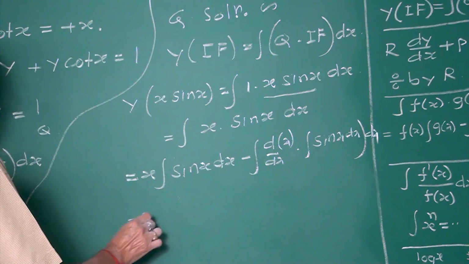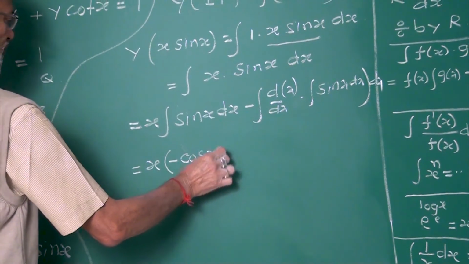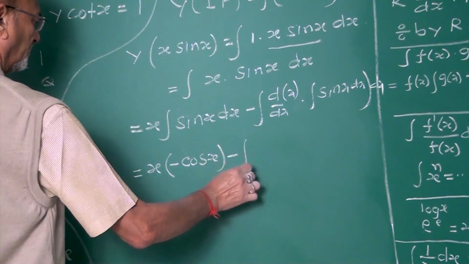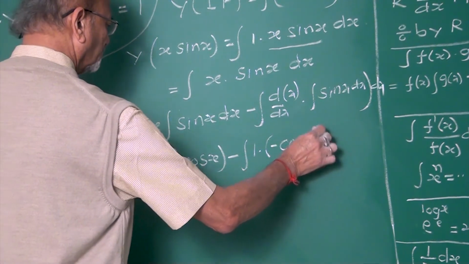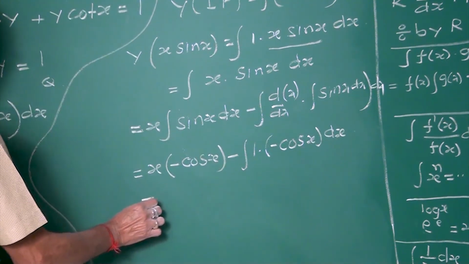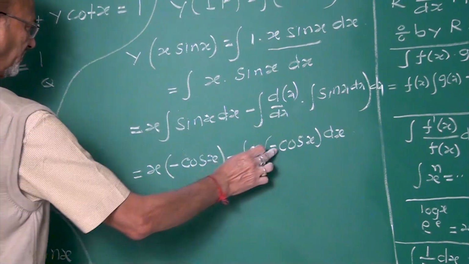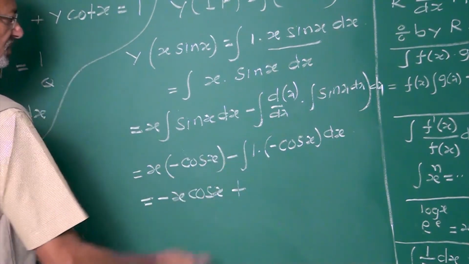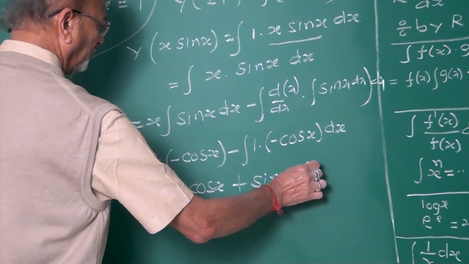Equal to x into integral of sin x, which is minus cos x, minus derivative of x, which is 1, into minus cos x dx. So, this is minus x cos x, minus with minus is plus. What is the integral of cos x? It is sin x plus c.